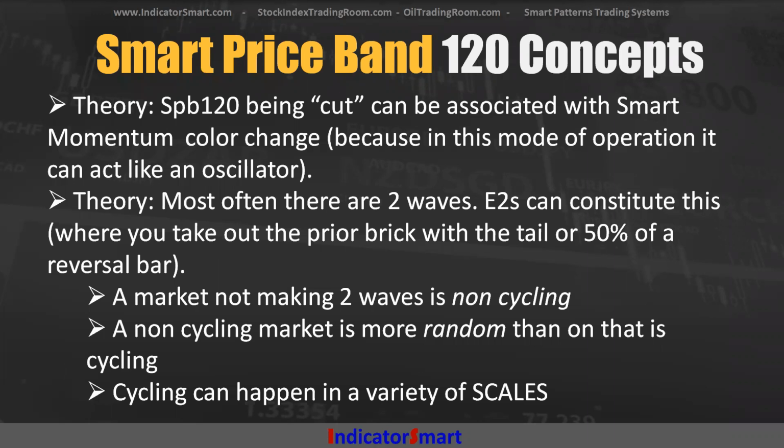E2s can constitute this, on a small scale. What do I mean by an E2? It's where you take out the prior brick on the charts we're about to look at with the tail of the next bar. So the tail of the current bar overlaps, which is an encompassing pattern, as we just talked about. What that usually means in this particular case is the traders are trapped in there. It's a price trap, on a mini, small scale.